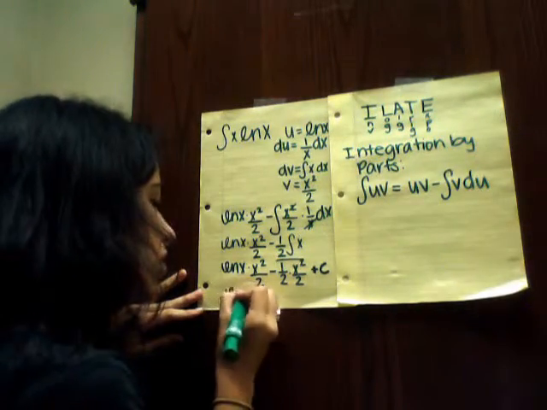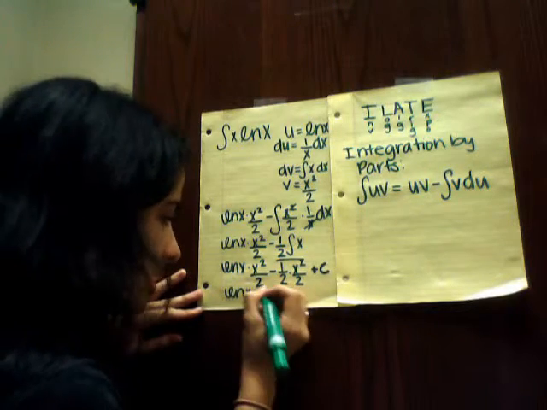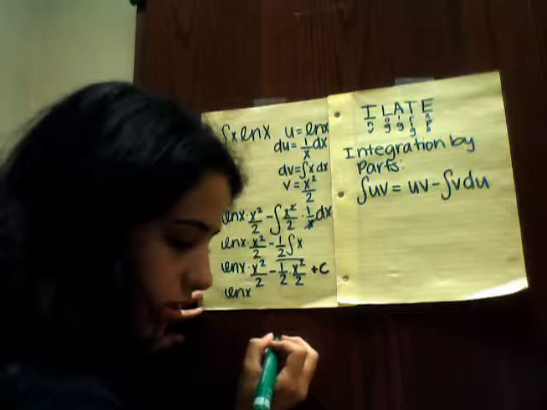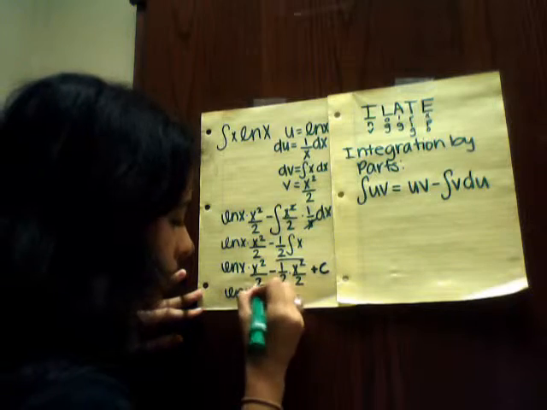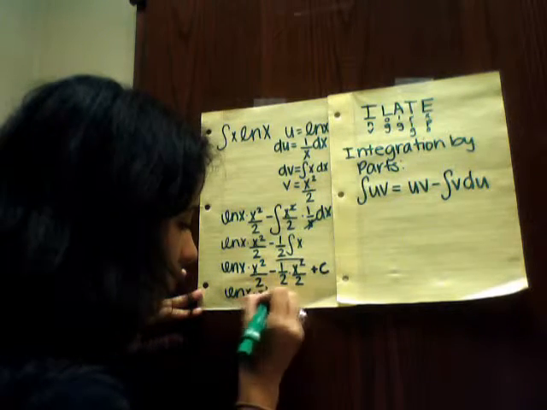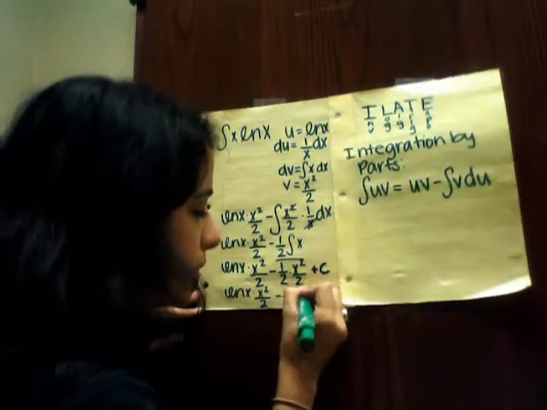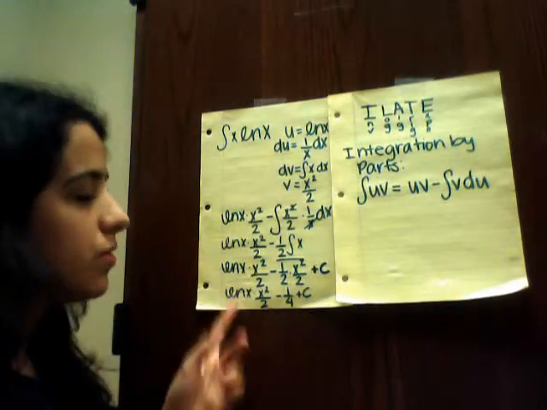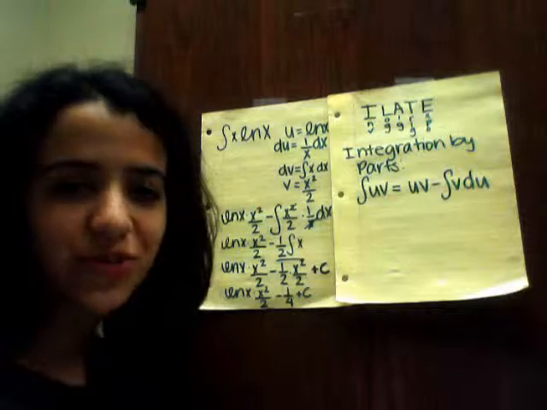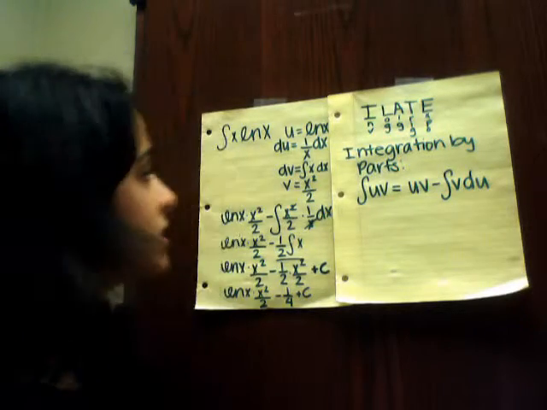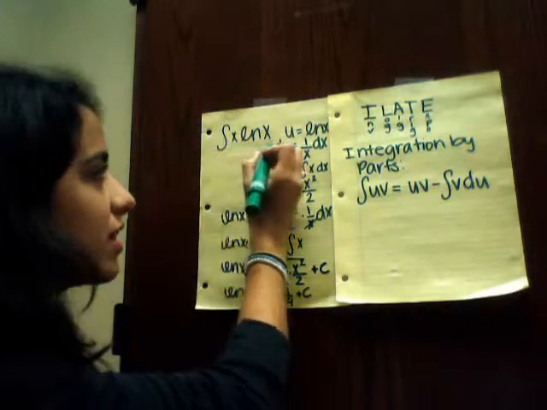So finally, our answer is going to equal ln(x) times x squared over 2 minus x squared over 4 plus C. So this is the integral of x ln(x).